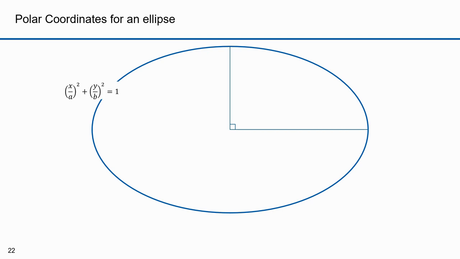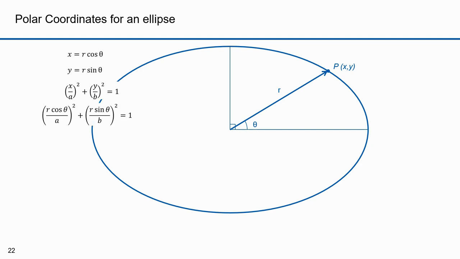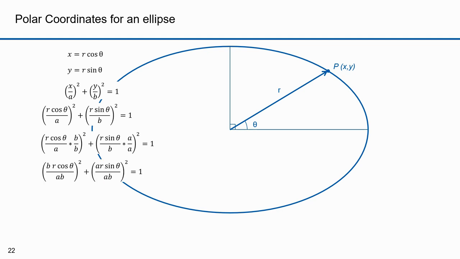Here's the equation of rectangular coordinates for an ellipse. Let's pick a point on the ellipse. Let's draw a vector to that point. The angle the vector forms with the x-axis is theta. The length of that vector is r. X is r times the cosine of theta, and y is r times the sine of theta. Now let's plug in these x and y values into the rectangular formula for an ellipse. We ultimately want an equation for r since theta is an input variable. Let's multiply the first term by b over b and the second term by a over a.